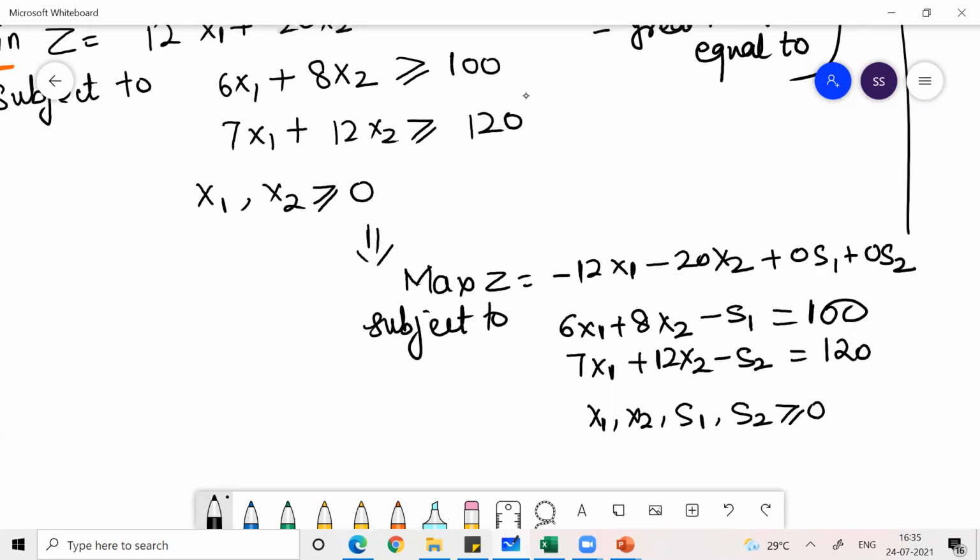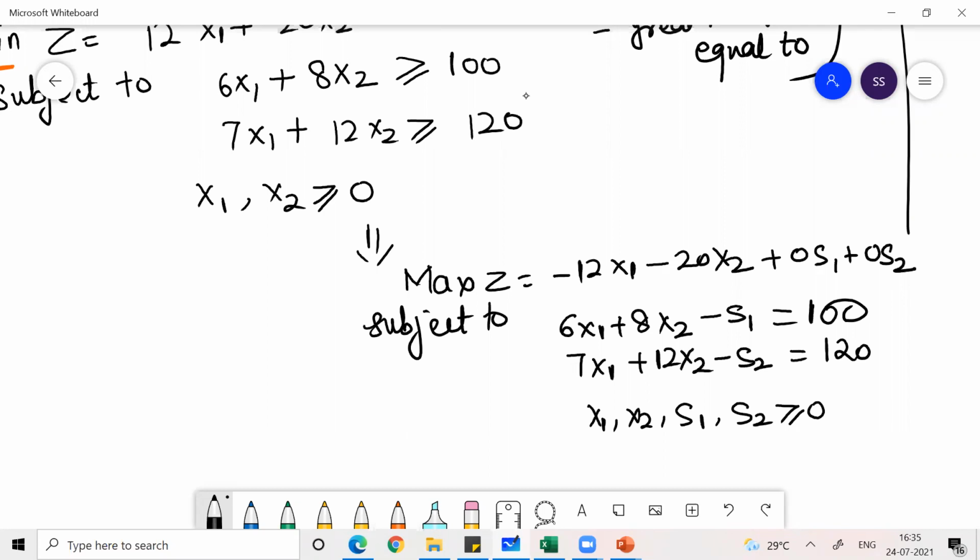Clear, everyone? Anyone, any doubt? Anyone, any doubt?